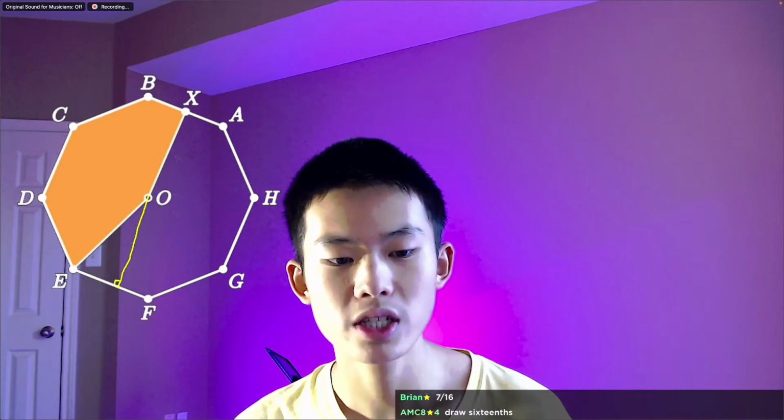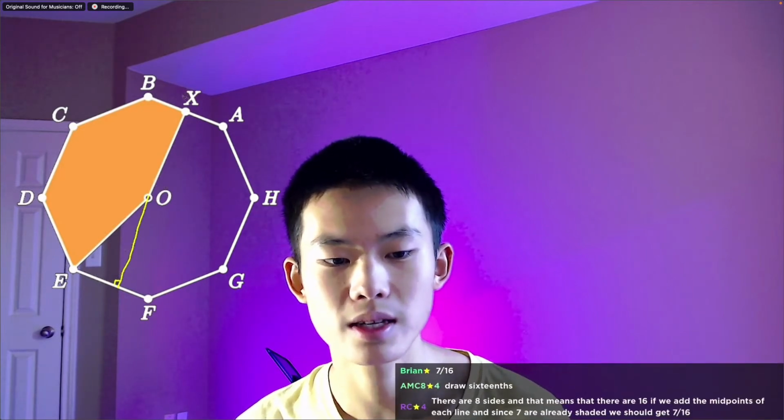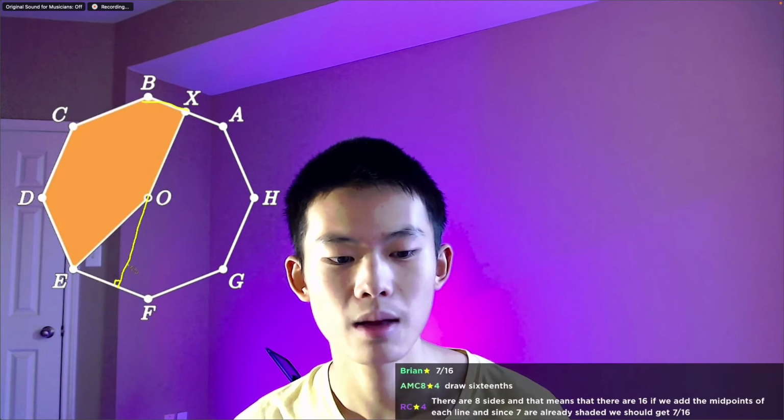So let's see here. This thing sort of looks like half of the octagon, but just a little less because we're missing this little section here. So if we just extend line XO and let it hit the other side EF, then we have exactly half of the octagon. But we're subtracting out this tiny right triangle here. So what fraction of the octagon's area would this right triangle be? Does anyone know?